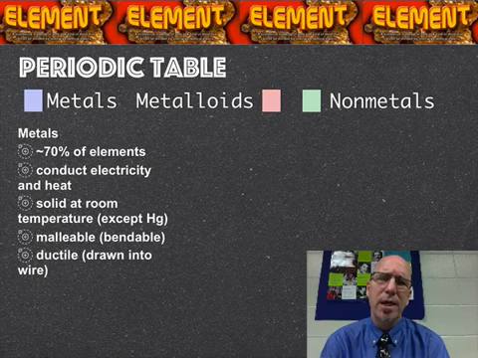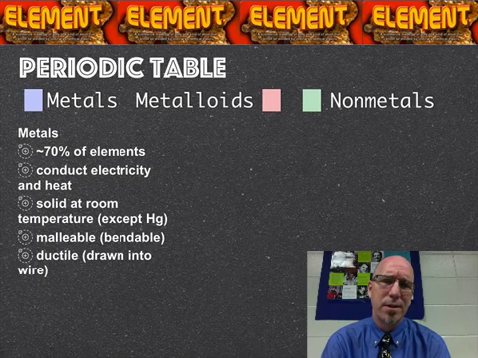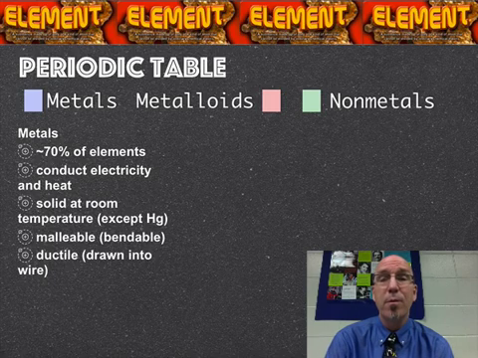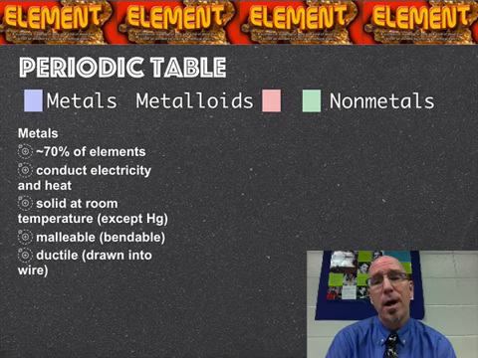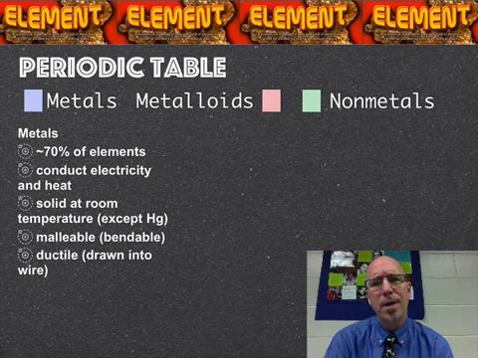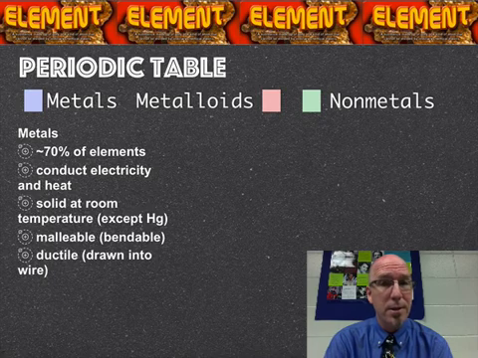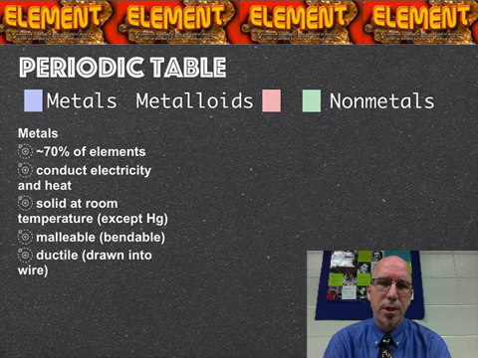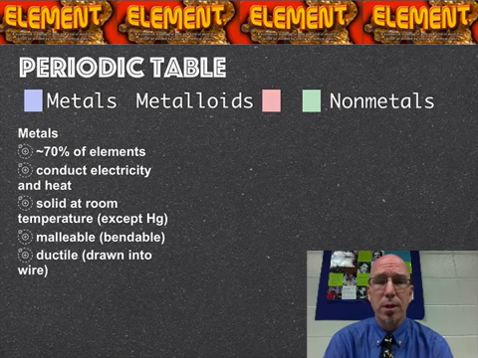They also conduct heat. If you've ever picked up your teaspoon, it's probably made of steel. That conducts heat, but if you've ever picked up a teaspoon that's been in a hot cup of coffee and that teaspoon is made of silver, yikes, it can be really, really hot. So metals conduct electricity. Electrons can pass through them, and they can also conduct heat.